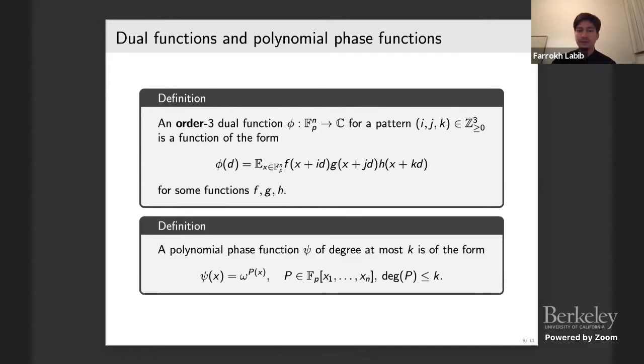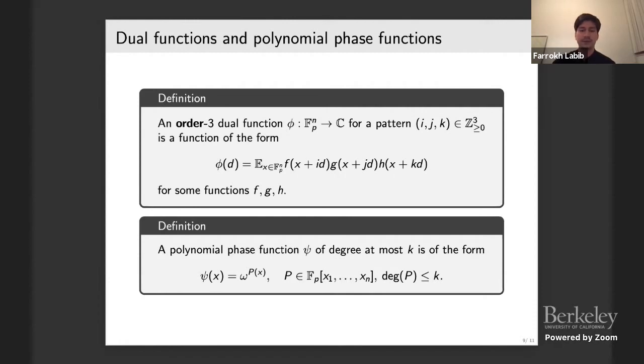So what are polynomial phase functions? These are simply of the form a p-th root of unity to the power of a polynomial P of n variables of degree at most k. So the conjecture states that any order 3 dual function can be written as some convex combination of polynomial phases of degree at most 2, and the error term in this decomposition is small everywhere. It has small L infinity norm.